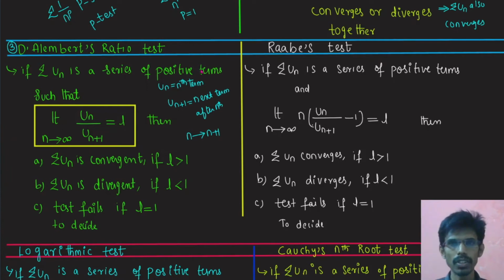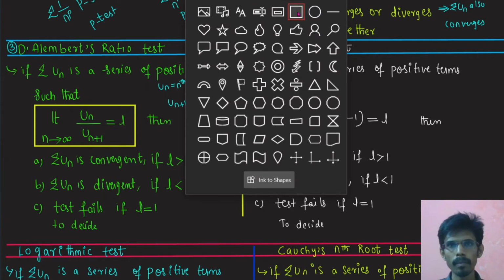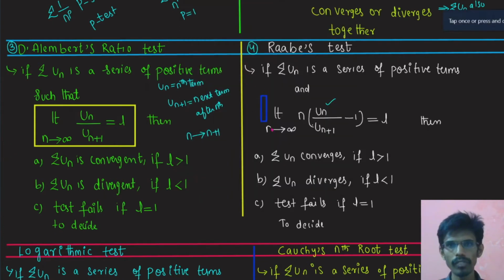Let us discuss the fourth test that we have, Raabe's test. Here sigma un is a series of positive terms. We got un by un plus 1 from D'Alembert's ratio test as well. If we are unable to decide convergence or divergence, then go for Raabe's test. Here find out the ratio of this term.